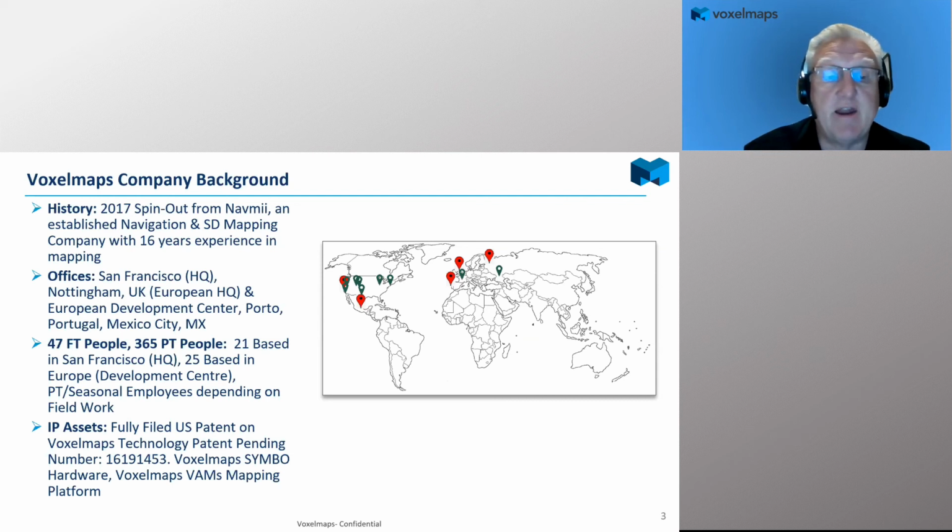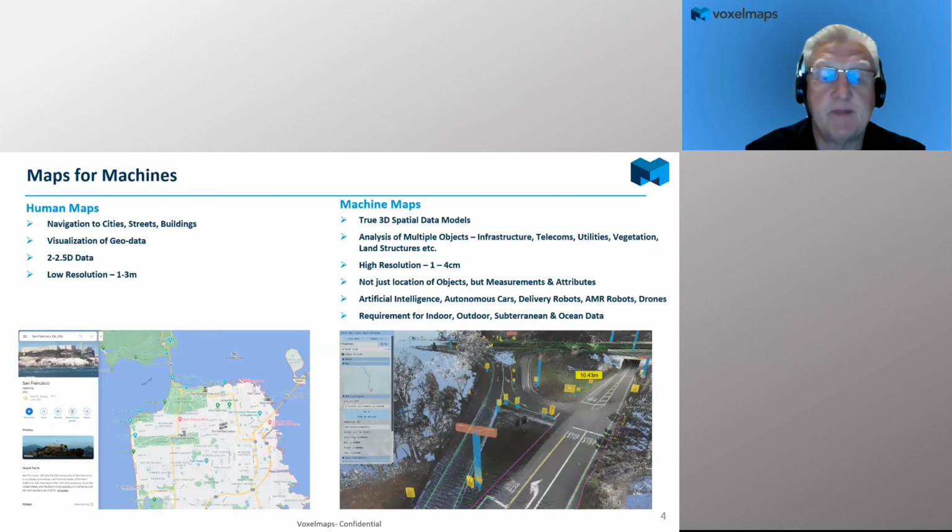And then a number of intellectual property assets that we have as well in terms of filed U.S. patents on some of the technology and pending patents on that, as well as the Simbo mapping hardware that I'll be talking about a little bit later and our mapping platform called VMAS. So let's talk a little bit about this concept of maps for machines. And this is something that we think is really important.